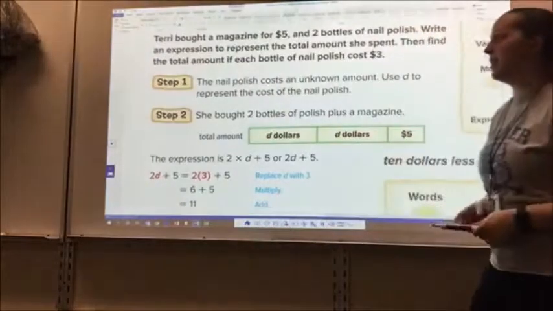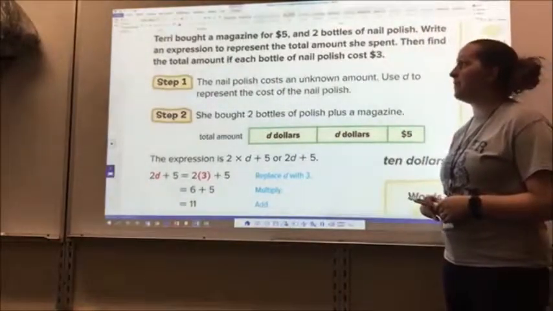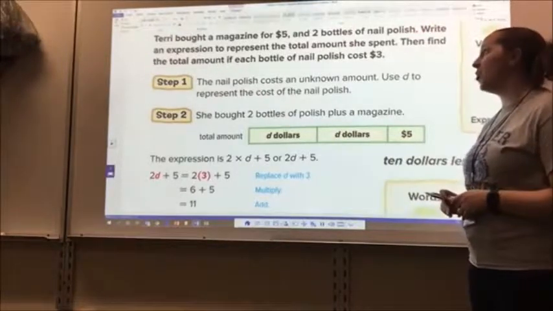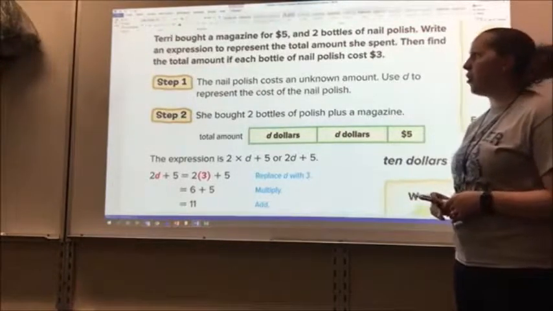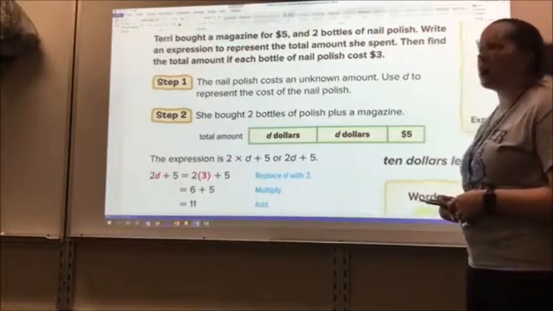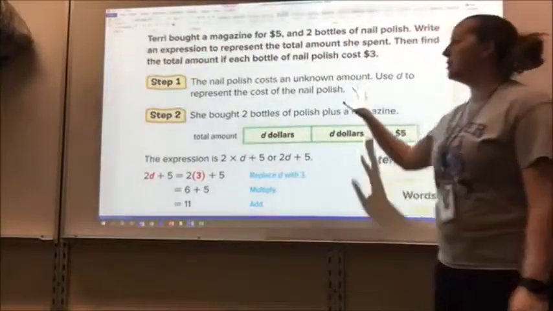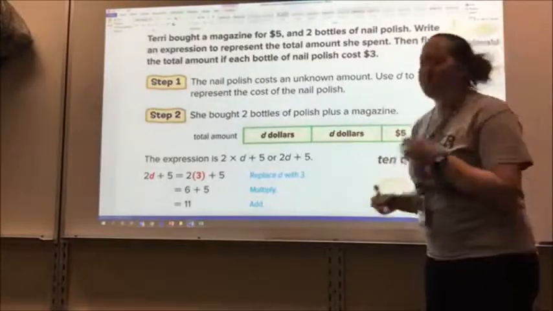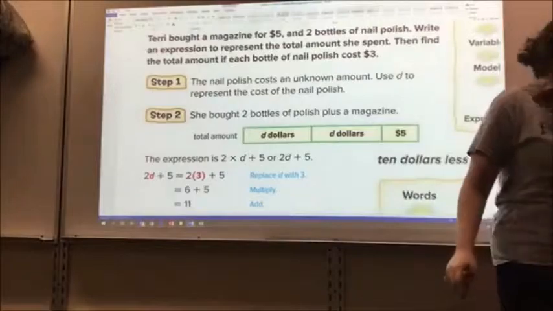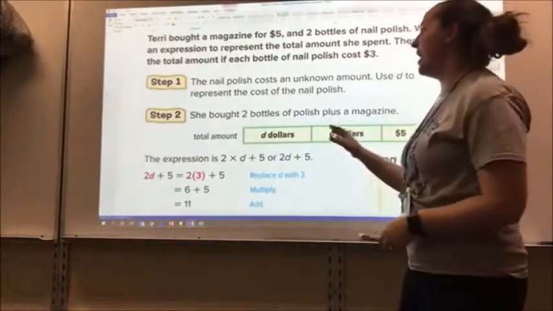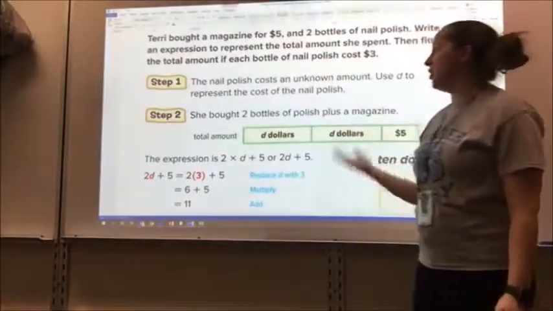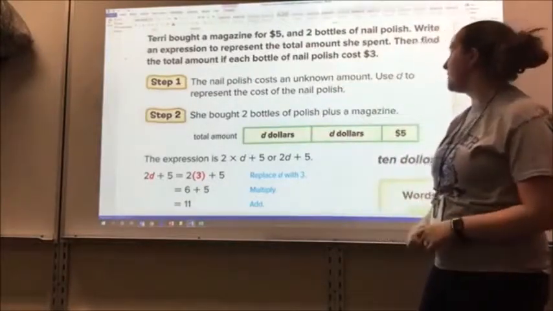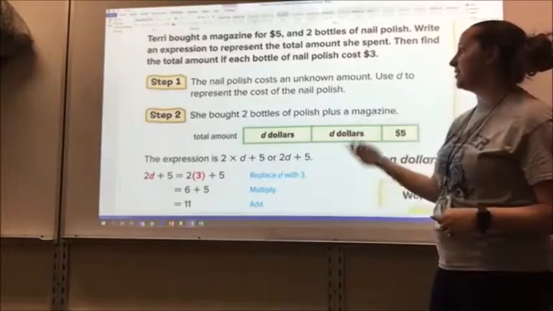All right, the next example I have is Terry bought a magazine for $5 and 2 bottles of nail polish. Write an expression to represent the total amount she spent. Then find the total amount if each bottle of nail polish cost $3. My first step is the nail polish costs an unknown amount. They don't tell me anywhere in my problem how much the nail polish costs. So I'm going to use D to represent the cost of the nail polish.